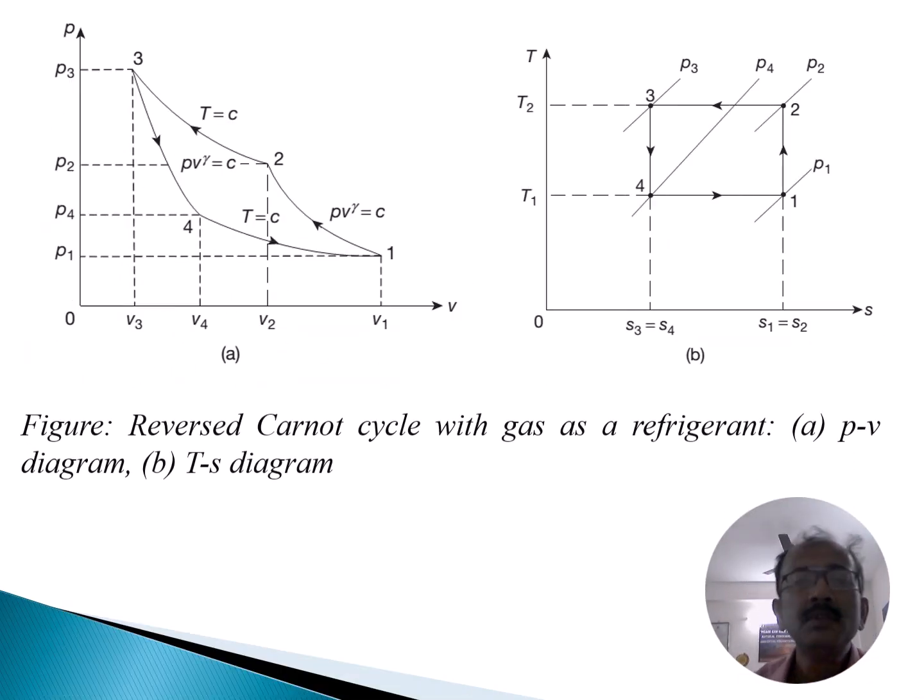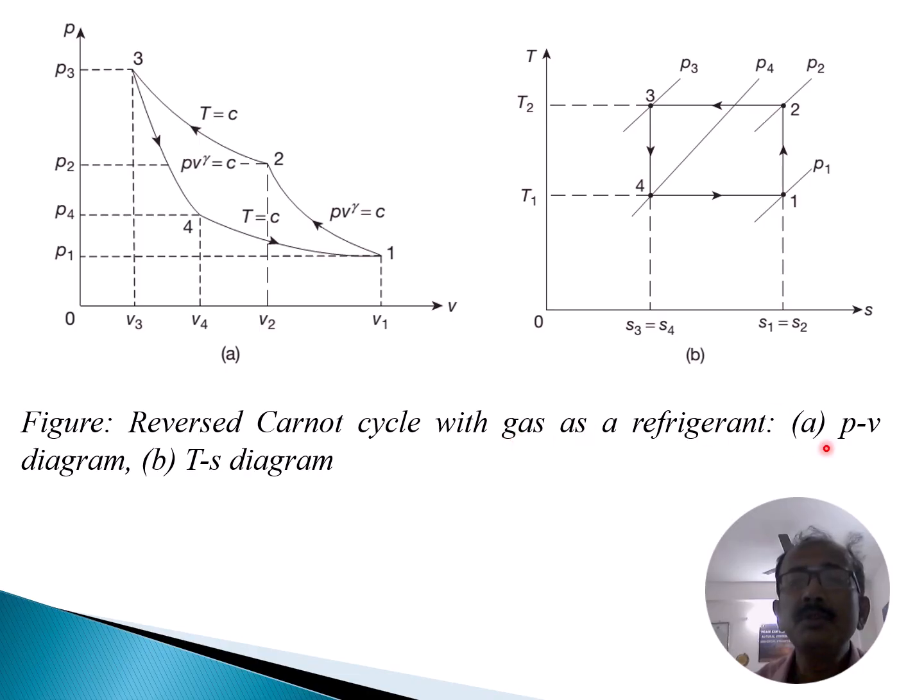Now this is the diagram. This is the reverse Carnot cycle gas refrigerant PV diagram, and this is the TS diagram.